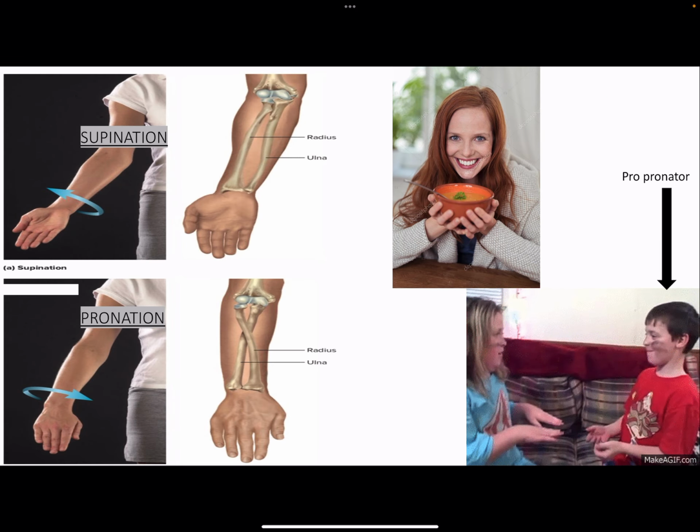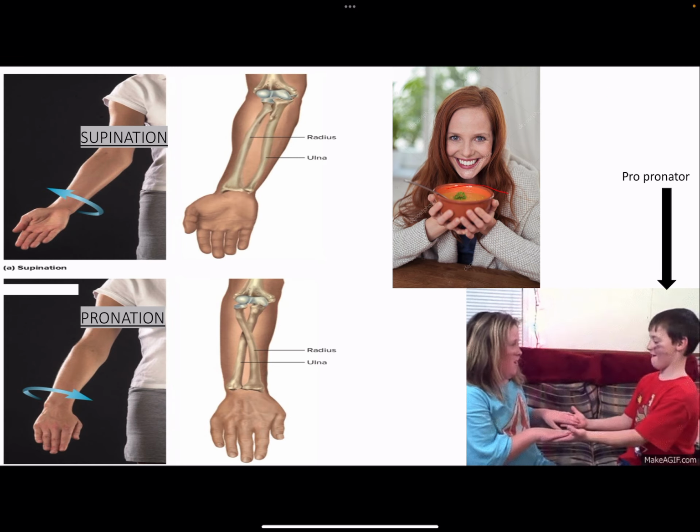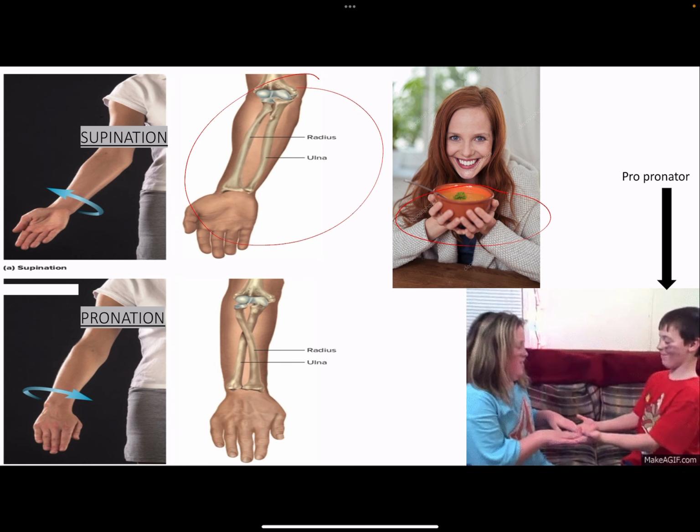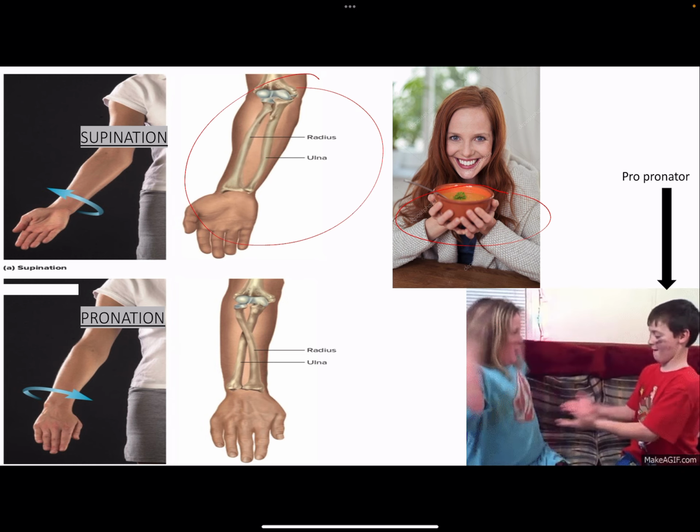Supination, pronation. Supination, I imagine you're holding a bowl of soup. Look at her hands. That's how you would hold a soup. So any motion that achieves this or holds this, that is supination. Pronation is going to be the exact opposite. So what this kid is doing right here, he is pronating when he's trying to slap his sister's hands, right? Pronation. There you go. So the biceps also help supinate. We know biceps is arm, elbow flexion, but also supination is an important role too.